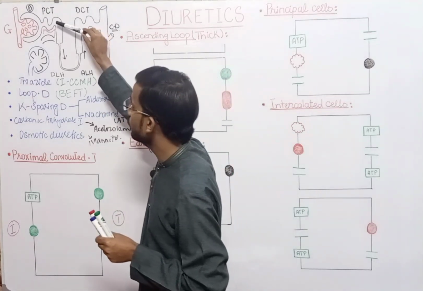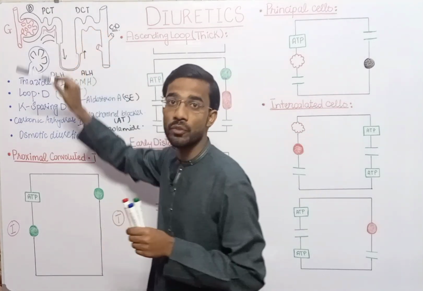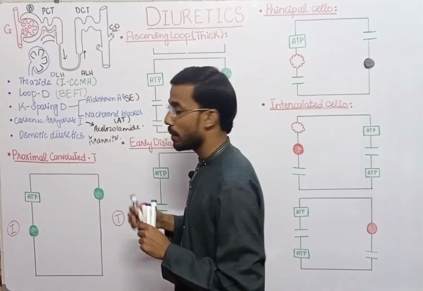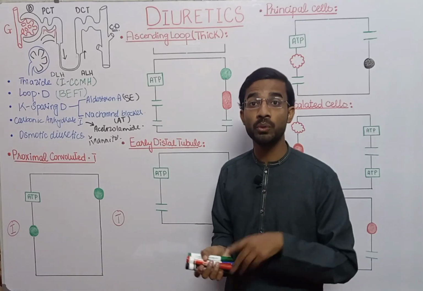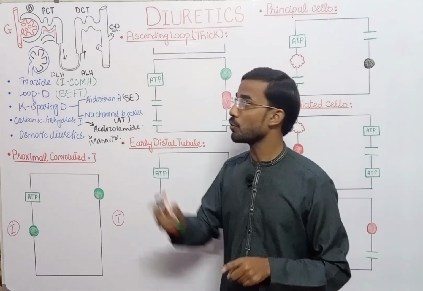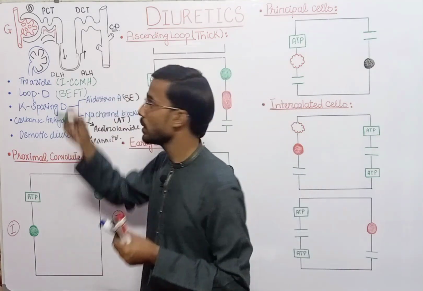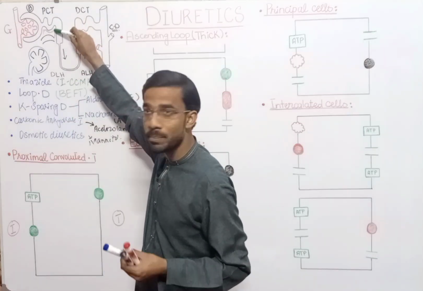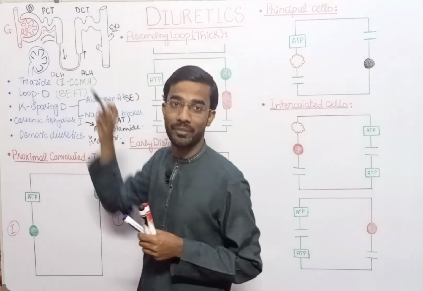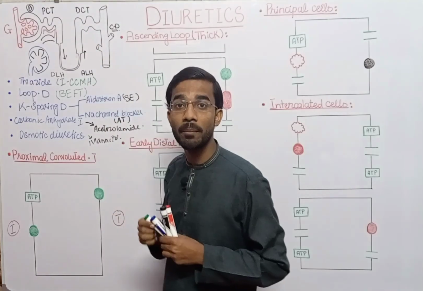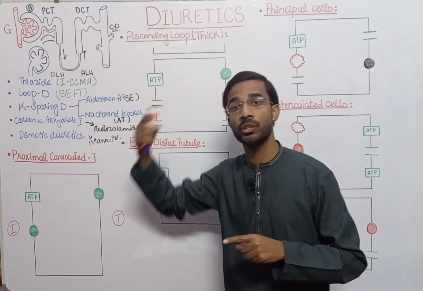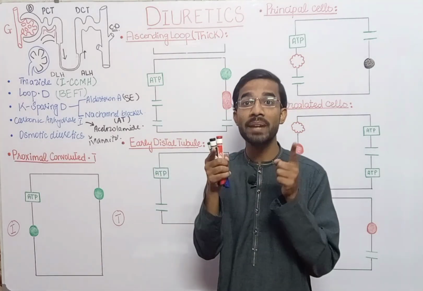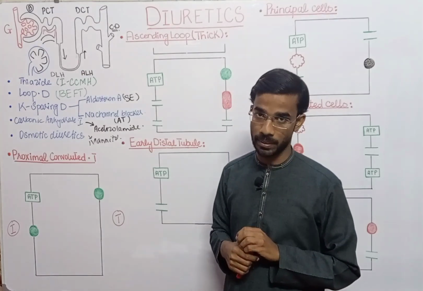So between the tubule and the blood supply, you will see the interstitium space. Substances move through the interstitial space. First of all, a substance like sodium moves from the tubular lumen into the interstitial space and then into the blood vessels. So remember, substances do not move directly from the tubular lumen into the blood. There is actually a space which is called the interstitial space.